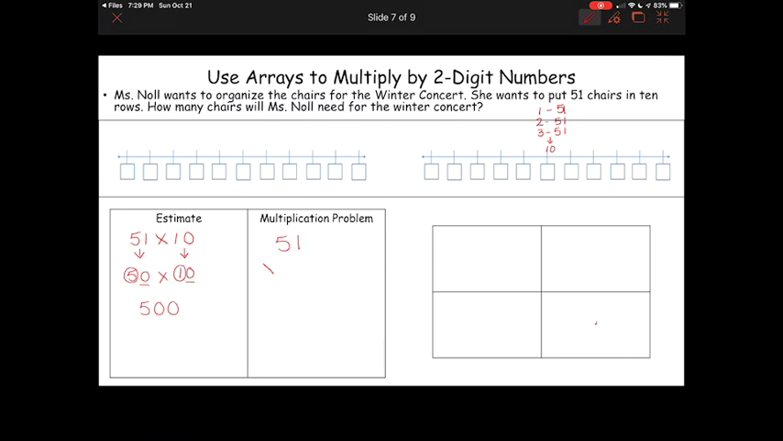Multiplication problem, 51 times 10. Now this problem you could actually do the way that we've done the problems before, because this problem is actually a power of 10. So you could do 51 times 10. 51 times 1 is 51. How many zeros in the factor? 1. How many zeros in the product? 1. And you could get your final answer. You don't actually have to work this one out the long way. So your final answer would be 510.